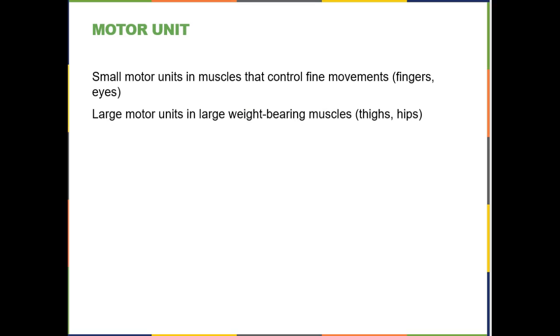Generally speaking, those muscles that are smaller, that you have finer control over, have small motor units. So if you have lots of small motor units, you can increase the amount of force that you're generating in small increments. If you have large motor units, which are found in your larger muscles, then you don't have as fine a control over the amount of force that you're generating.